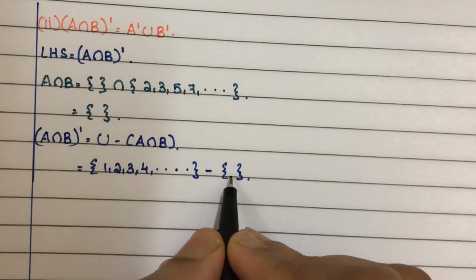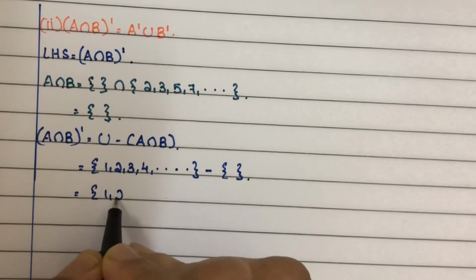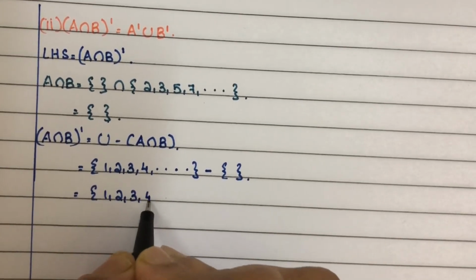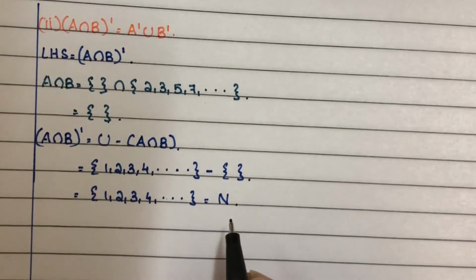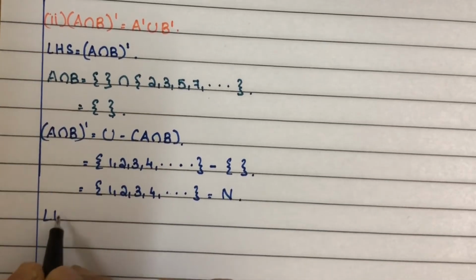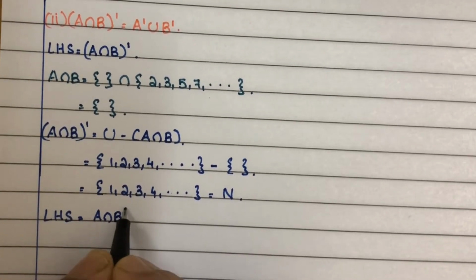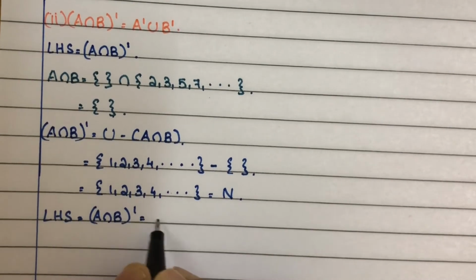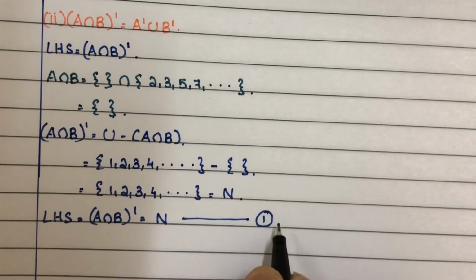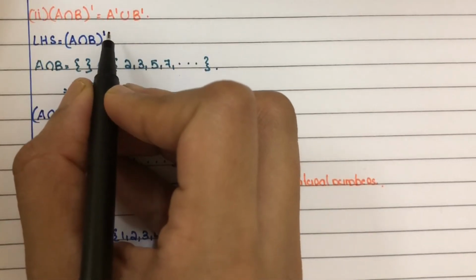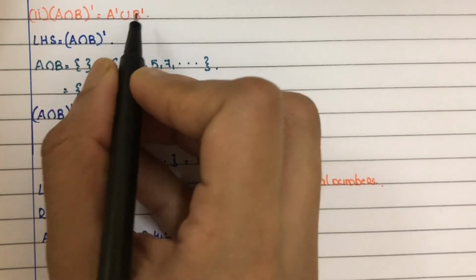Here no elements in second set, right? So this is equal to 1, 2, 3, 4, etc. Means what? Equal to set of natural numbers. So LHS equal to A intersection B whole complement equal to set of natural numbers. Mark it as equation number 1. Next consider RHS. RHS is A complement union B complement.